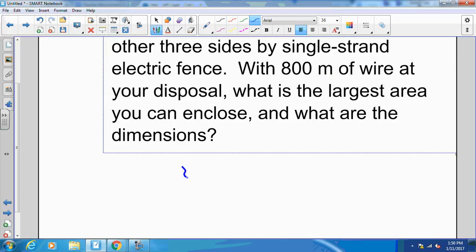The drawing should be fairly straightforward. Here's our river, and here is my electric fence. And I need some labels. How shall I label this? X and Y. Notice that this is X also because I have a rectangle.